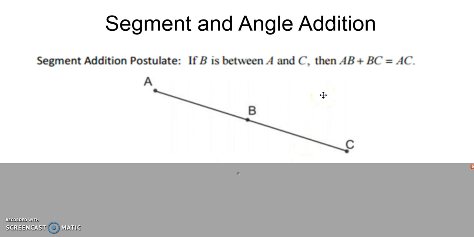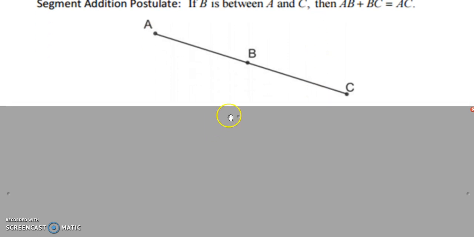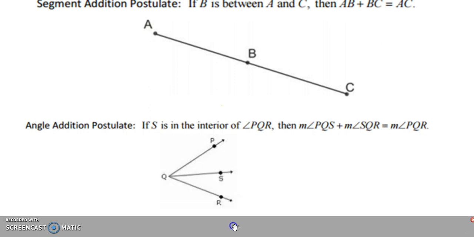So that's segment addition. Then we also have angle addition. The angle addition postulate says that if point S is in the interior of angle PQR, so we have angle PQR and S is a point in the interior, then the measure of PQS, so this top little angle, plus the measure of angle SQR, this bottom angle, equals the measure of PQR, the larger angle.